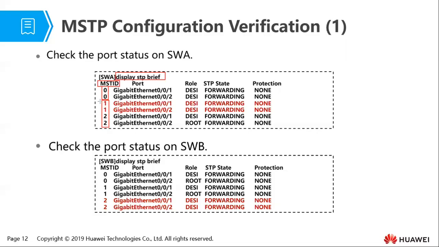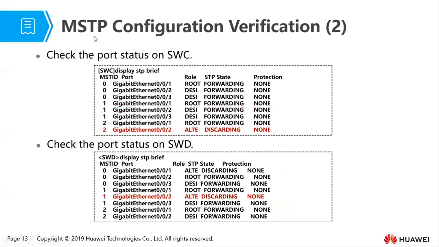So you can actually see that for MSTI1, because switch A is the root, all its interfaces, interface 1 and interface 2, are designated ports and they're in forwarding state. On switch B, switch B is actually the root for MSTI2. Again, because it's the root, all its interfaces for MSTI2 are in the designated port role and in forwarding state.